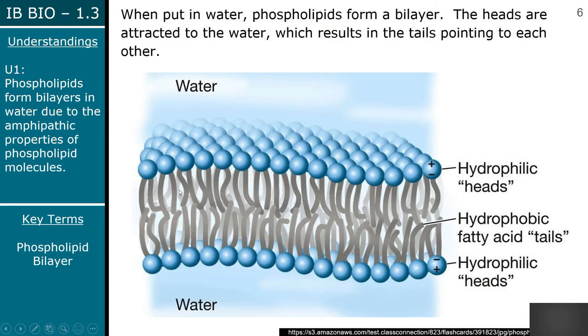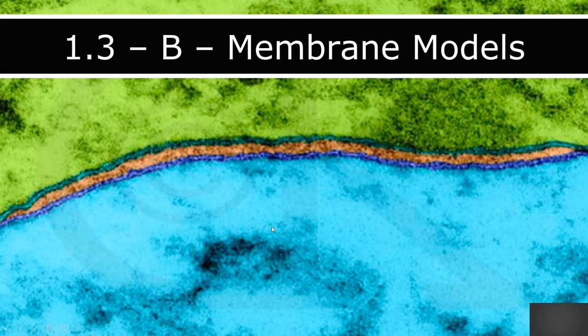So again, these heads are hydrophilic, and the center is hydrophobic, so when they get together in a biological environment, the hydrophobic parts are going to want to get away from the water, and the hydrophilic parts are going to want to be towards the water. So they form this orientation of a bilayer where the hydrophilic heads are pointing both outside the cell and inside the cell, and the hydrophobic parts are in between.